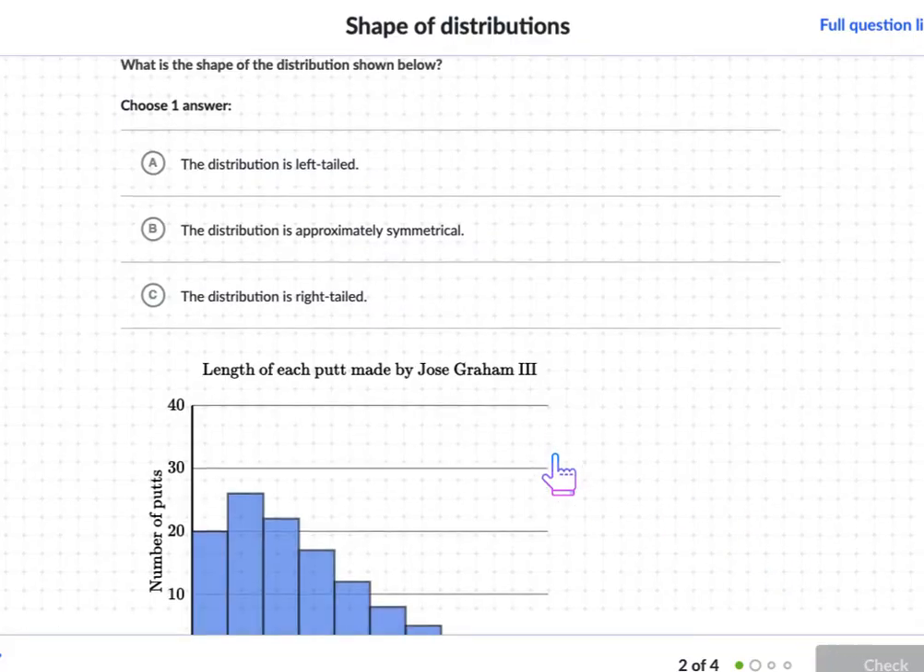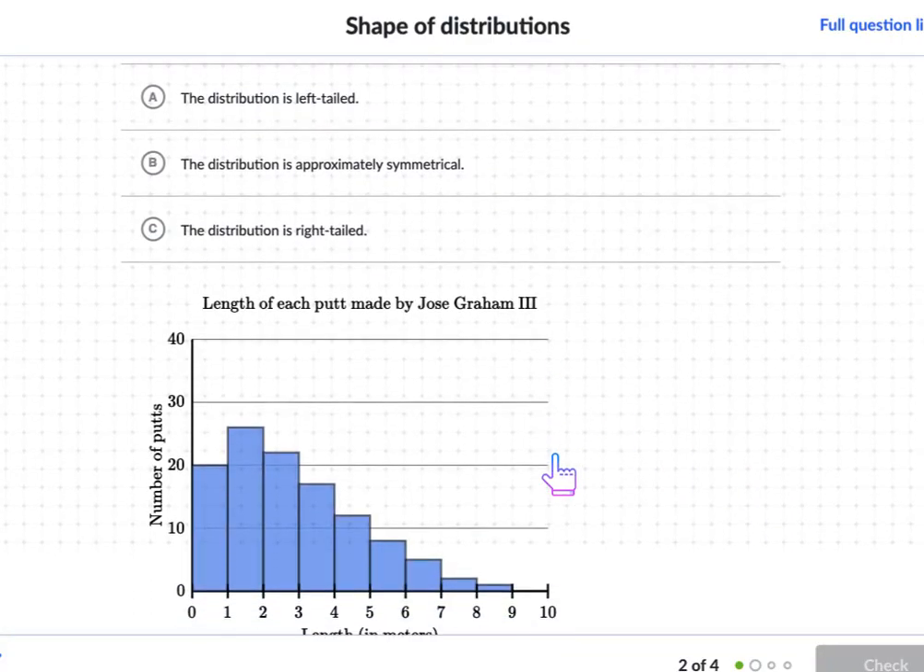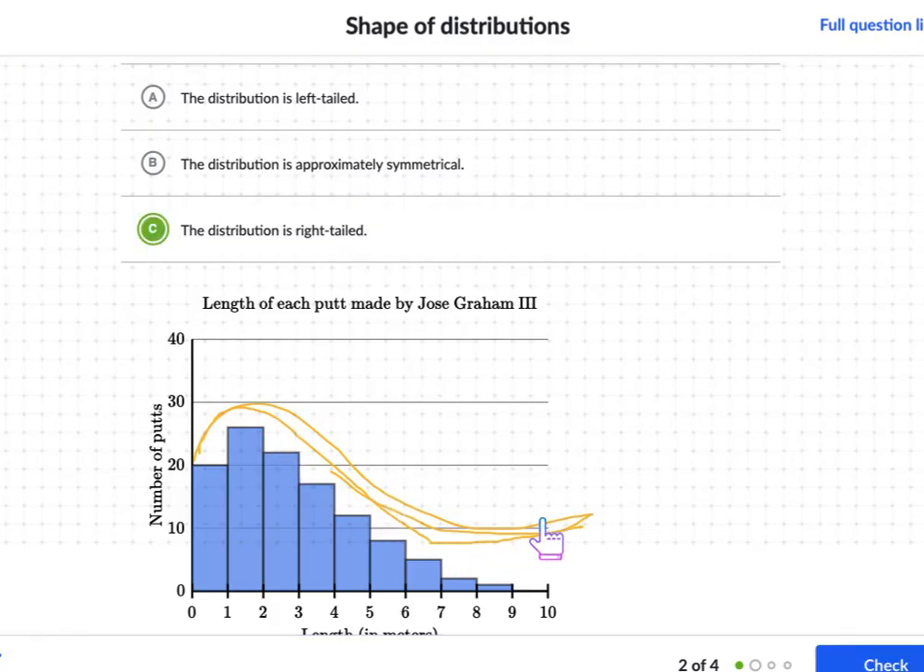This one, what is the shape of the distribution below? Is it left-tailed, approximately symmetrical and even on both sides, or is the distribution right-tailed? So again, I'm going to draw my distribution. And it kind of doesn't let me draw it, so it's going to go this way. And you should have said that it is right-tailed. The tail is on the right. Everything's clumped on the left.